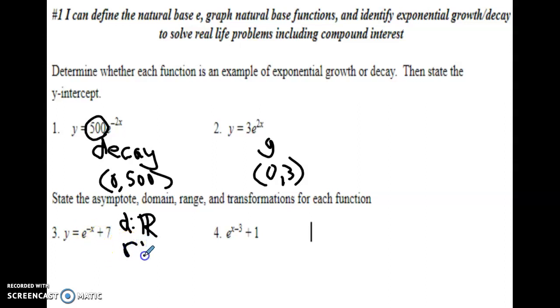The range, although, has been shifted up. And where that x has a negative in front of it, that means it's reflected across the y-axis. So if you think of it being flipped across the y-axis, that's where the decay comes in, because it reflects it on the y-axis. So when we look at the range on that, the range would have been from 0 to infinity, but now it's been shifted up 7, so now the range goes from 7 to infinity.